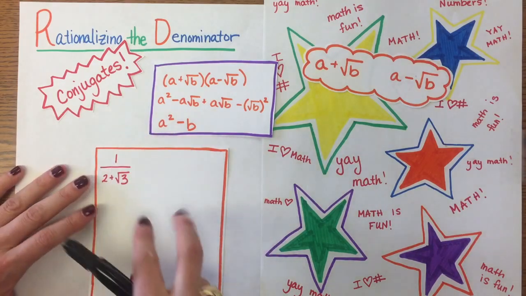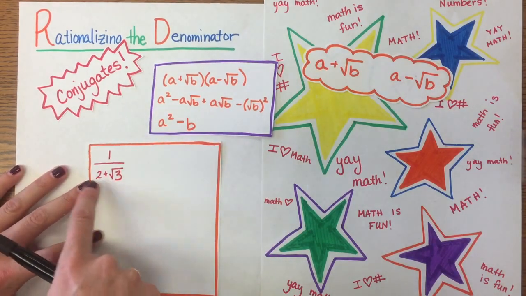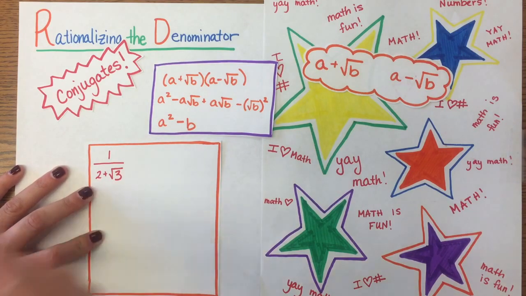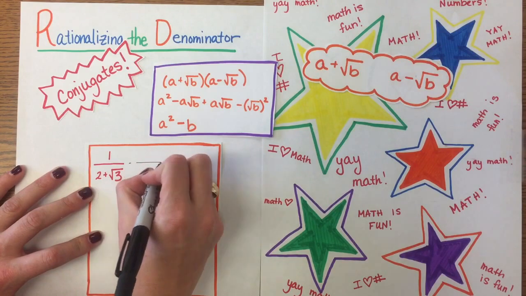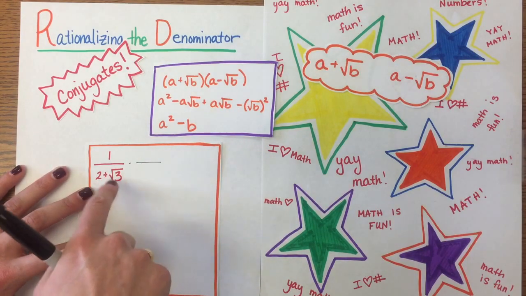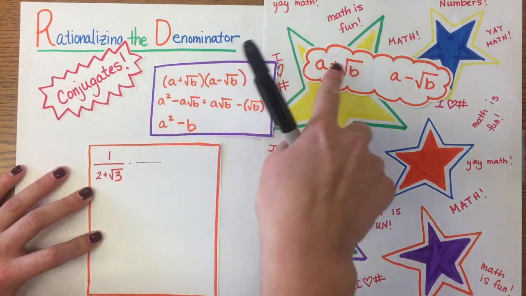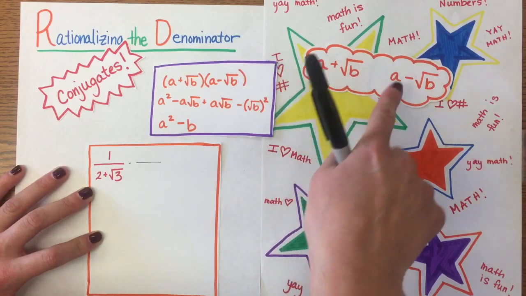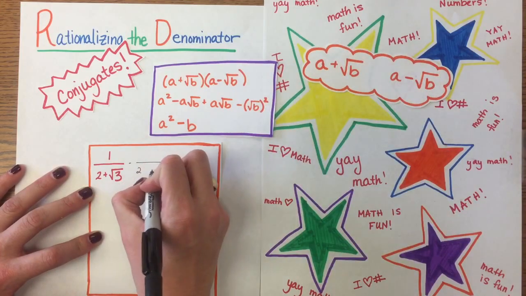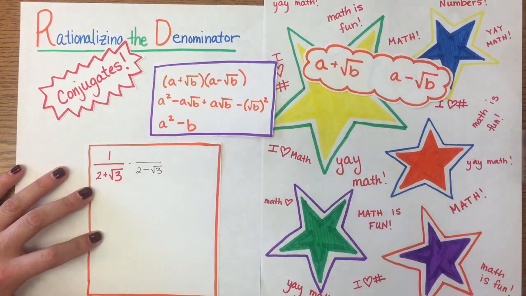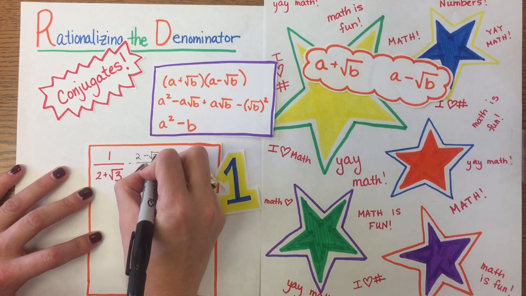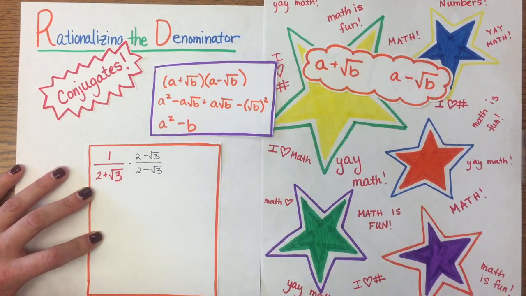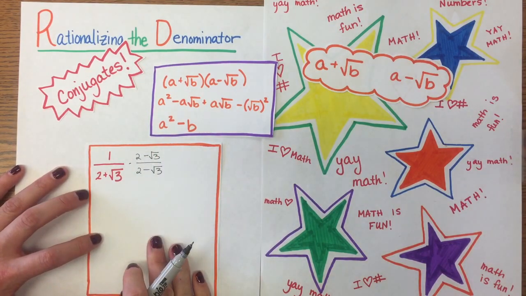So I need to think about what is the conjugate of my denominator. Because I don't want a radical in the denominator, I need to think about what I should multiply this by to get rid of that radical. The conjugate will be 2 minus the square root of 3. And you have to remember we need to multiply by a convenient value of 1, so I need to multiply the numerator by 2 minus the square root of 3 as well. Both of these have to be the same.